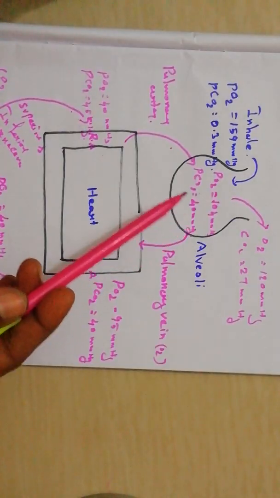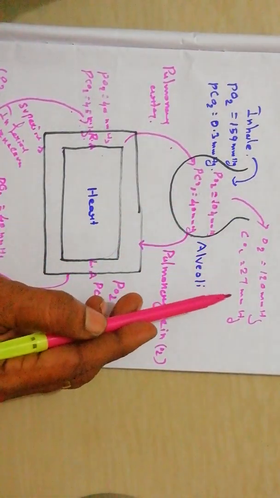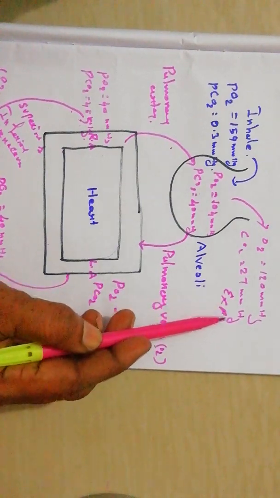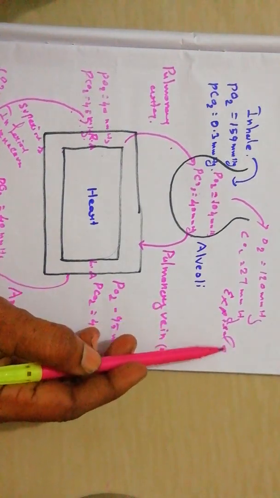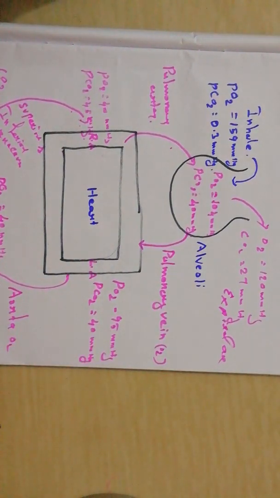So listen, when it is expired out, it mixes with the air present in the respiratory tract, and again the oxygen and carbon dioxide levels will vary. So now the gas which comes out has carbon dioxide at 27 mm Hg and oxygen at 120 mm Hg. Okay, so this is about the exchange of gases. The basis for this exchange of gases is partial pressure.